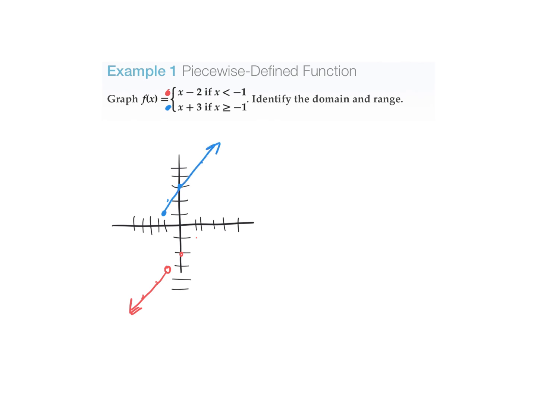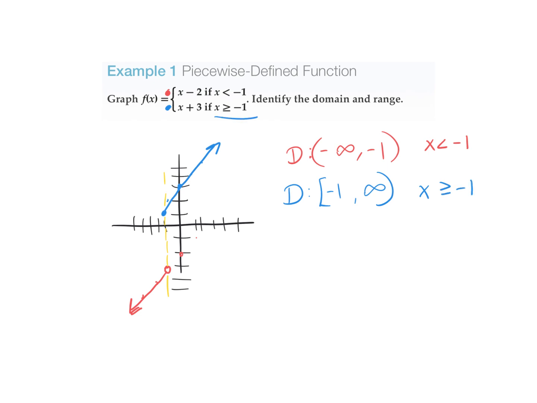Now, notice how the -1 right here is the point of separation between those two graphs. That is where one picks up and one drops off. So if I wanted to write the domain for the red one, it's going to be from negative infinity to -1 in parentheses. And for the blue one, it's going to be a bracket from -1 to infinity. Another way you can write this is x is less than -1 for the red, and x is greater than or equal to -1 for the blue, which is what's written right here.